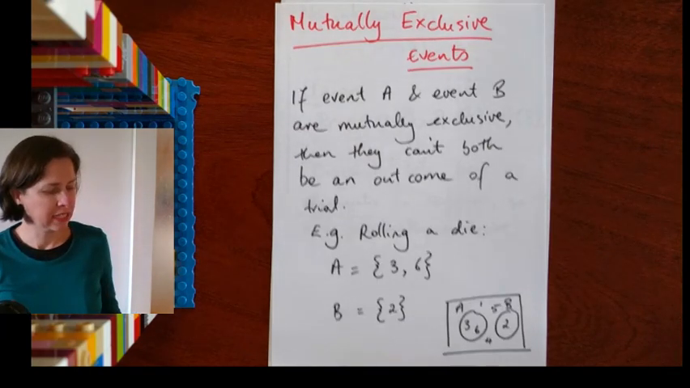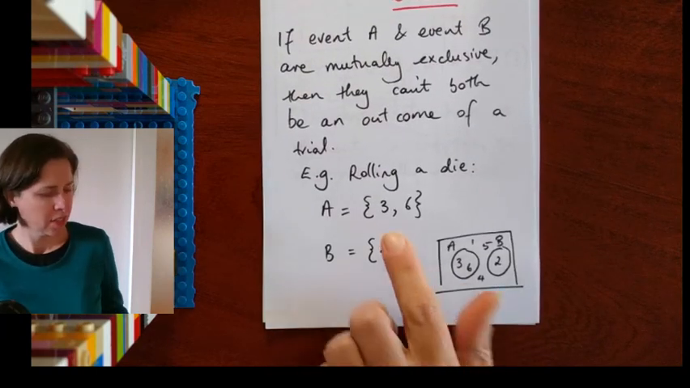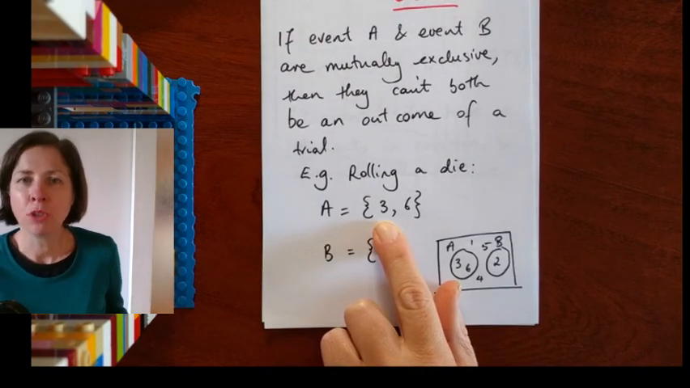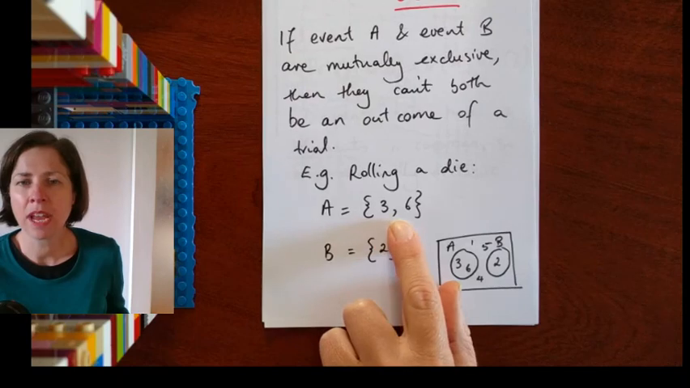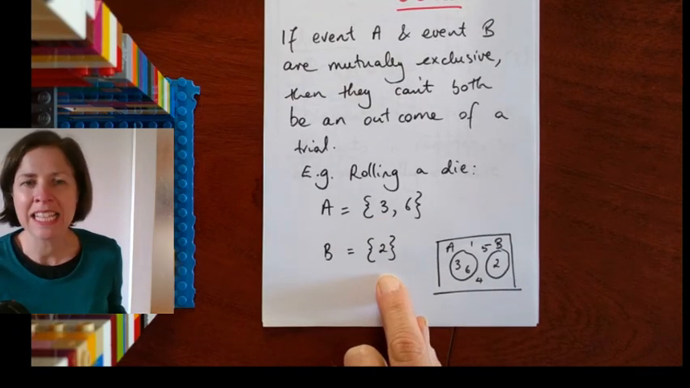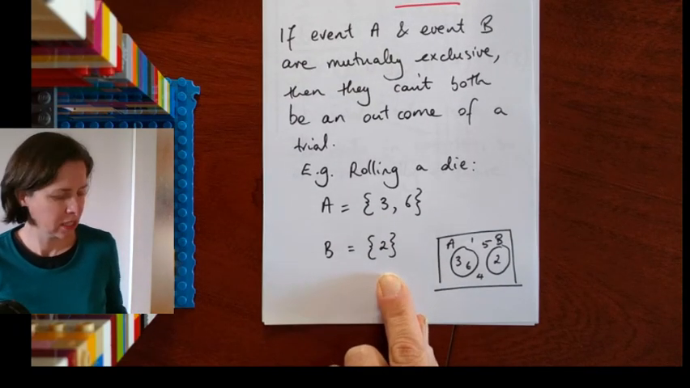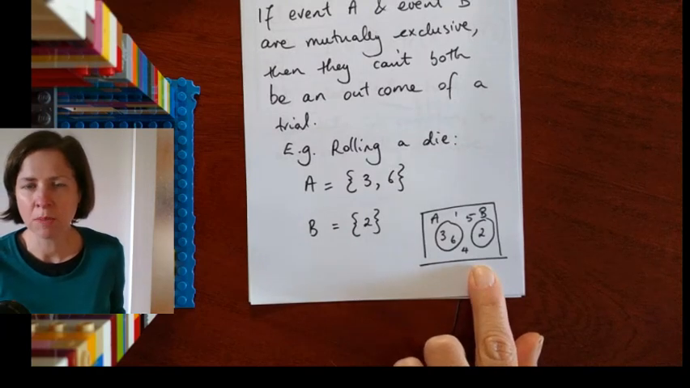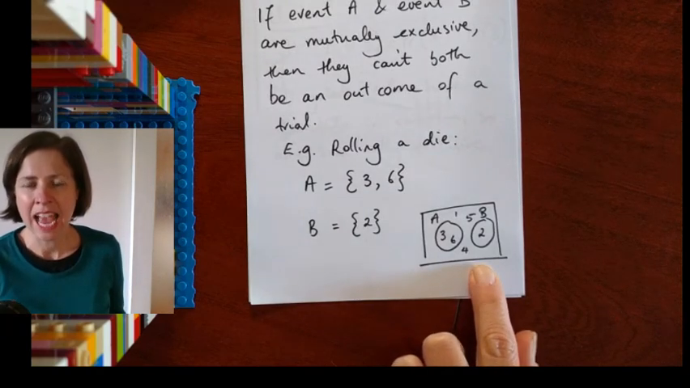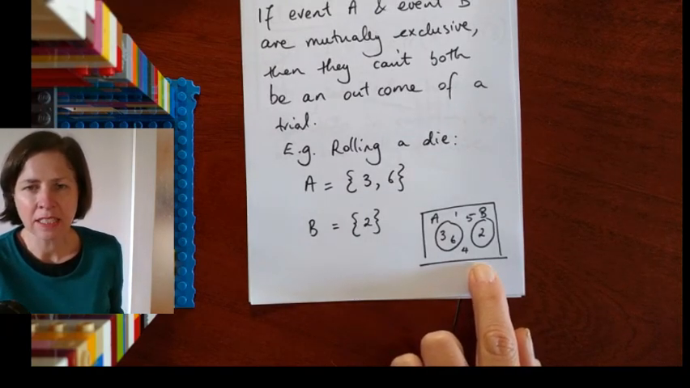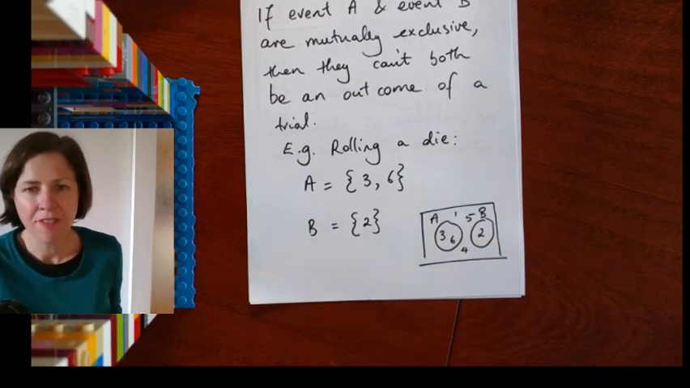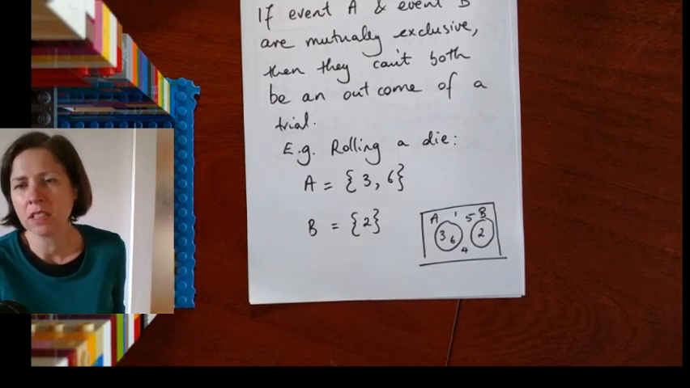So here's another example. If I roll a die, set A is getting a multiple of 3. I get the number 3 or I get the 6. Set B is getting the number 2. This is what it looks like on a Venn diagram. Sorry, it's a bit small there. So set A, you can see, has 3 and 6, and set B has 2 in it, and then 1, 5, and 4 are on the outside.